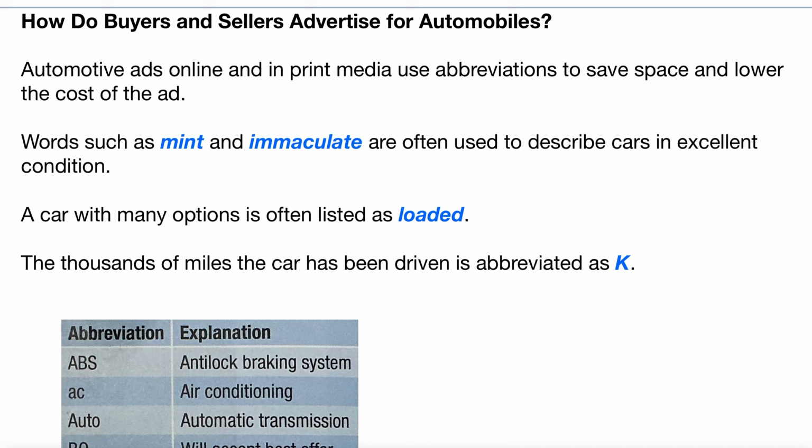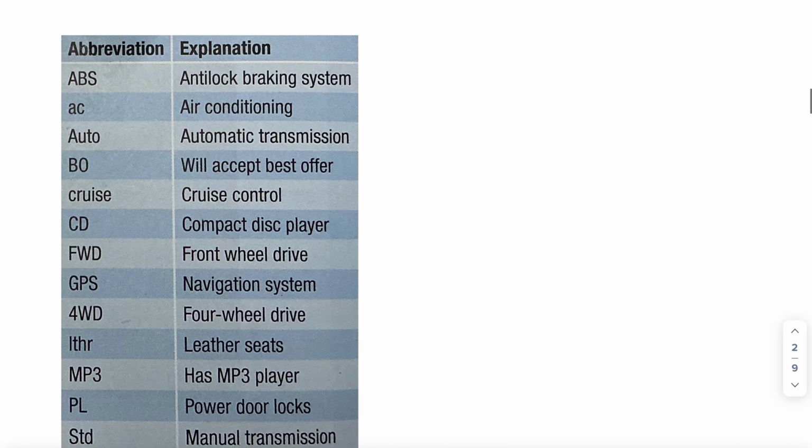A car with a lot of options is often listed as loaded. So they use the word loaded to communicate that there are a lot of extra things available in this car that may not be available in a standard version of that same car, okay? And then miles are often expressed in thousands, and they use the letter K to abbreviate thousands. Now, in this chart, there are a number of abbreviations, and this is not a comprehensive list, but it is some of those that are used in advertising to communicate what's available.